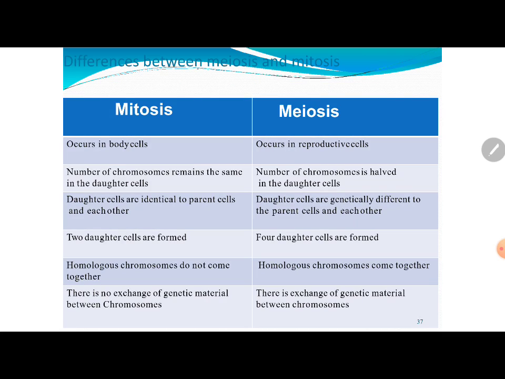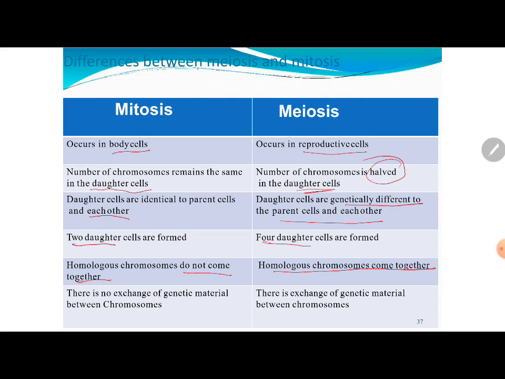Now, what are the differences between mitosis and meiosis? Mitosis occurs in body cells; meiosis occurs in reproductive cells. In mitosis the number of chromosomes remains the same in the daughter cells; in meiosis the number of chromosomes is halved. In mitosis, daughter cells are identical to the parent cell and to each other; in meiosis, daughter cells are genetically different from the parent cell because crossing over has happened. In mitosis, 2 daughter cells are formed; here 4 are formed.